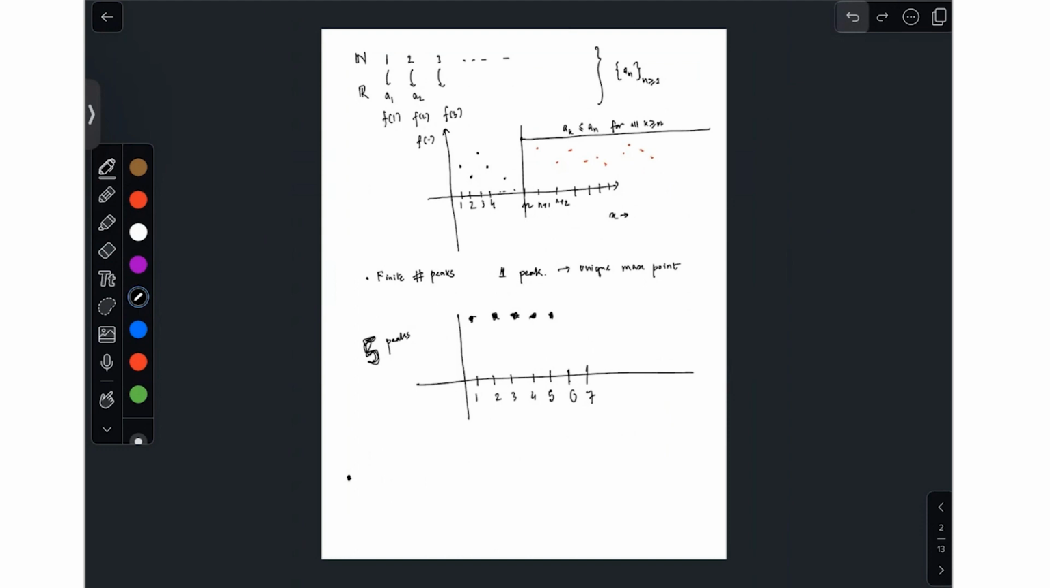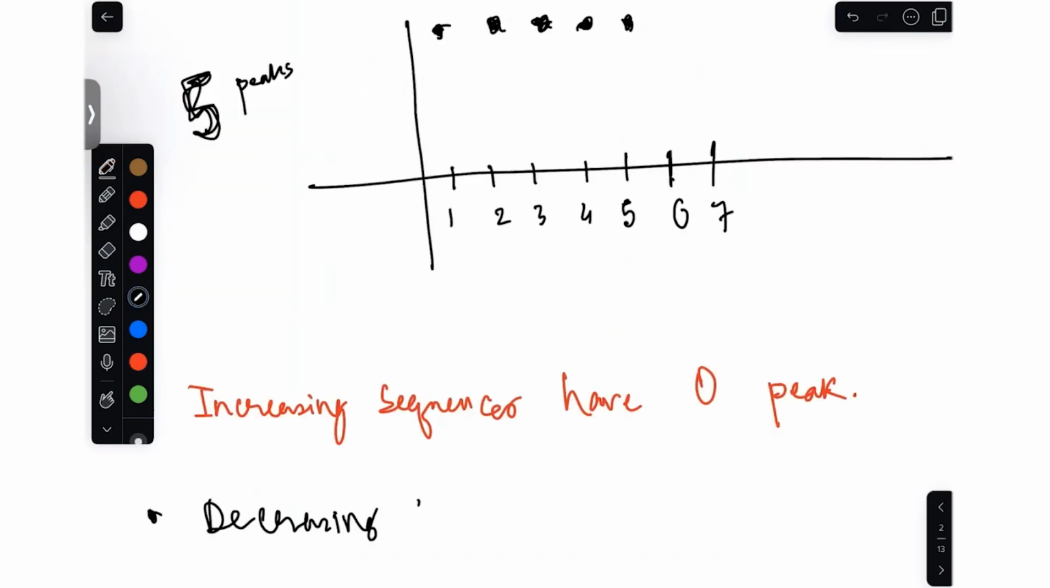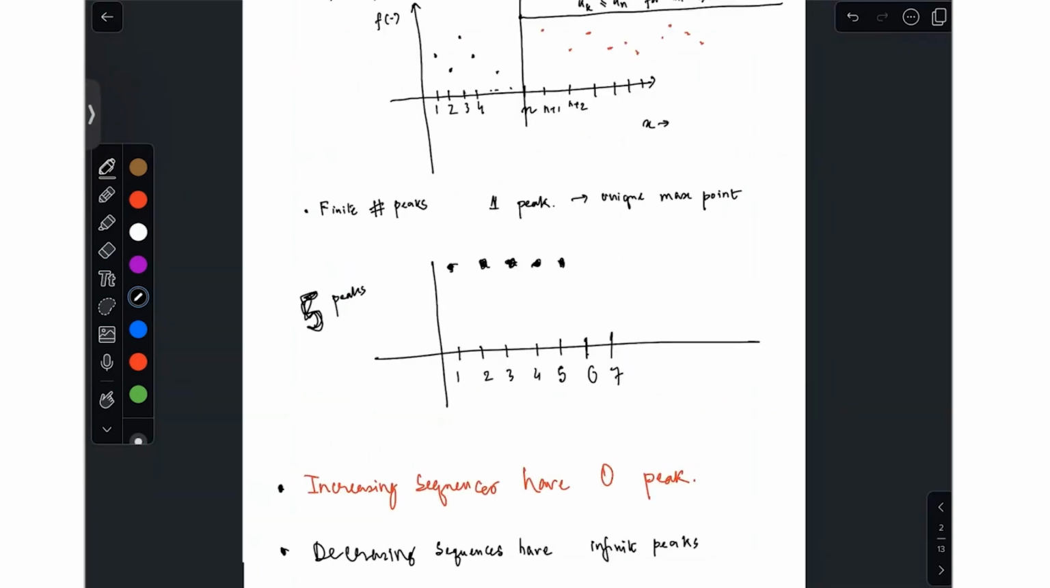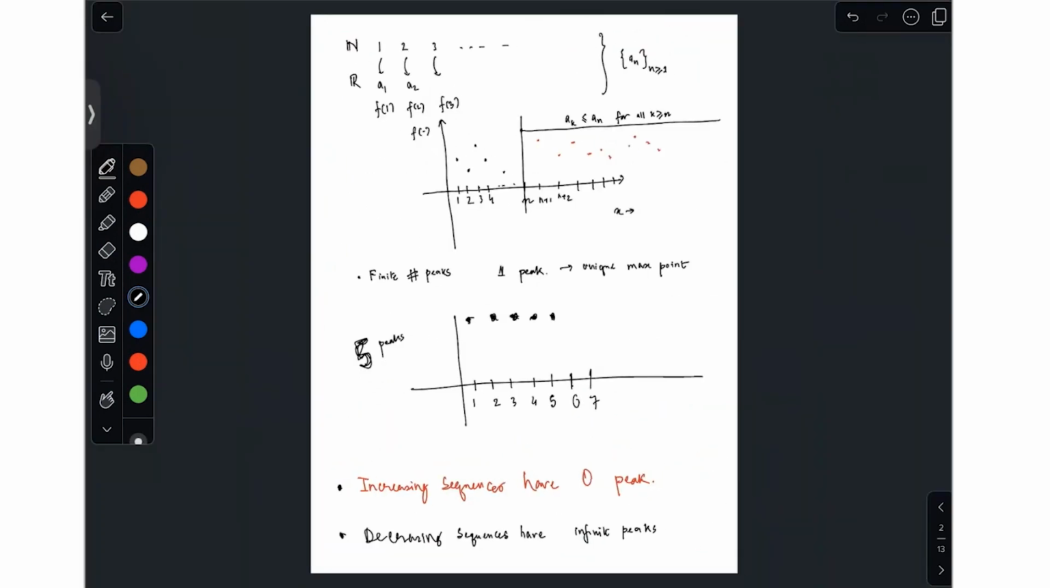So can there be 0 peaks? Yes. That's the first question we missed. We could have gone more fundamental. Can there be 0 peaks? Yes. Can you give an example? Increasing sequences have 0 peaks. And decreasing sequences will always have an infinite number of peaks, not finite, at least. So that's a good thing. We have found infinite peaks and 0 peaks.